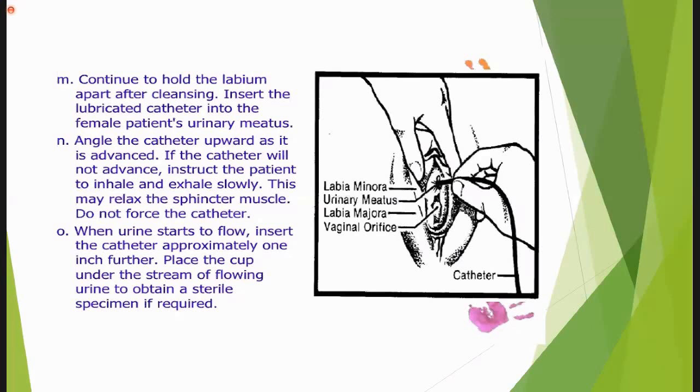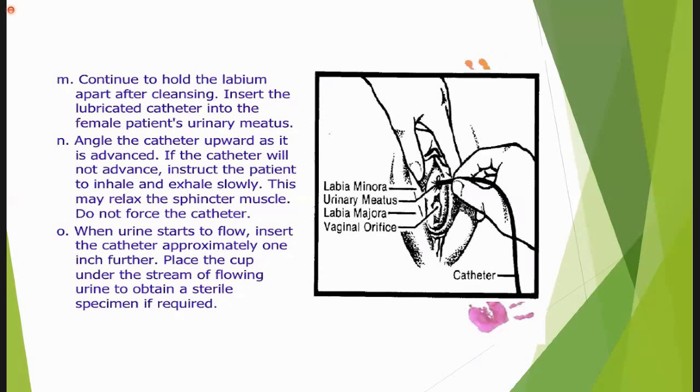Angle the catheter upward as it is advanced. If the catheter will not advance, instruct the patient to inhale or exhale slowly. This may relax the sphincter muscles. Okay, that is the key point. You can remember that if the catheter will not advance, instruct the patient to inhale or exhale slowly. This may relax the sphincter muscles. Don't apply force on the catheter.